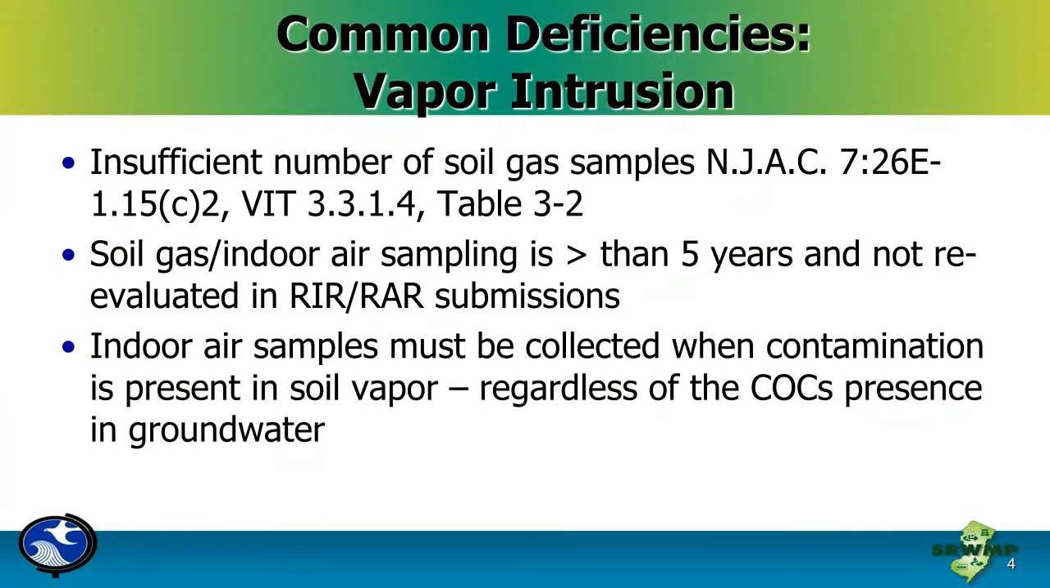Discovery of contamination in soil vapor above the respective screening levels triggers the collection of indoor air. Volatile compounds in soil or groundwater offer the potential for vapor intrusion. It's not exclusively designated that groundwater act as the source. The department has no soil screening levels for the VI pathway. An exceedance of the soil gas screening levels necessitates further evaluation of the VI pathway.